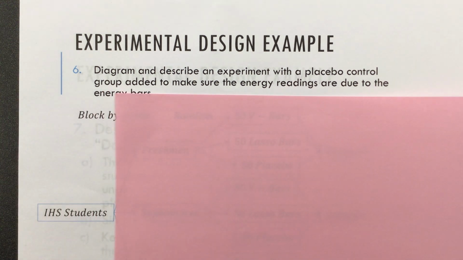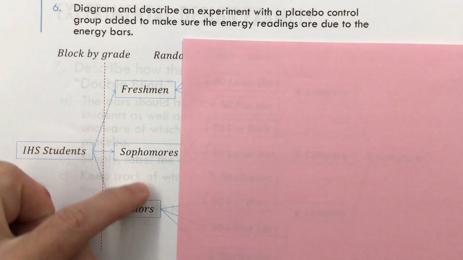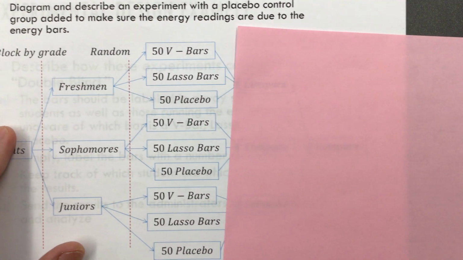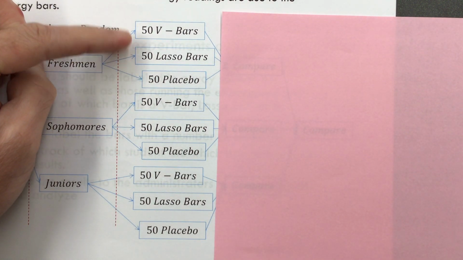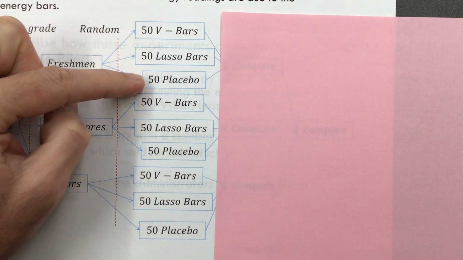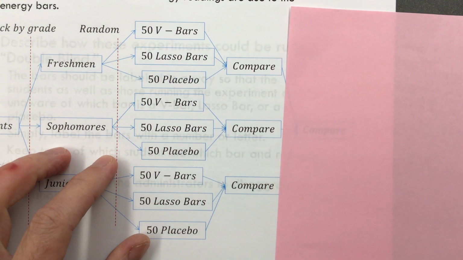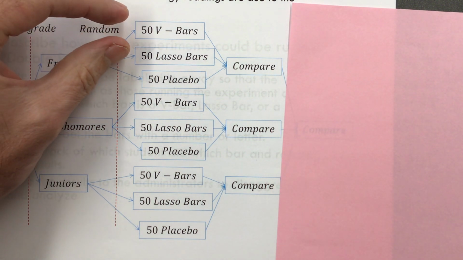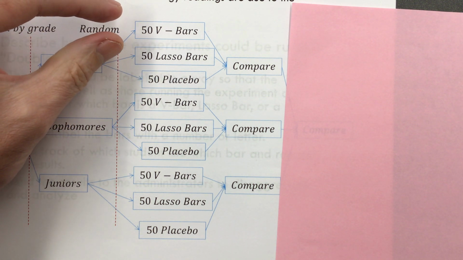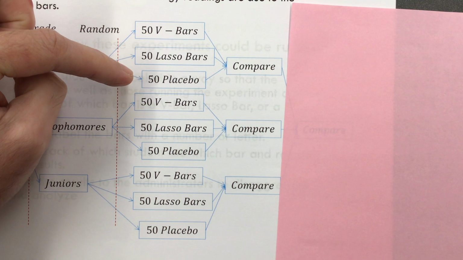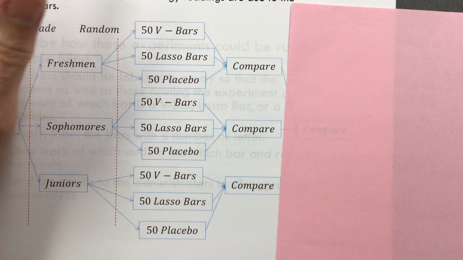So let's rediagram. Step 1, all Irvine High School students. Step 2, we block by grade level. Step 3, random assignment, but now our groups are 3 treatment groups each: V-bar, lasso bar, and then placebo bar. And then we compare. And now we can see, did our energy bars both outperform the placebo, in which case they are truly energy bars? Did neither outperform the placebo, in which case they're really not energy bars?